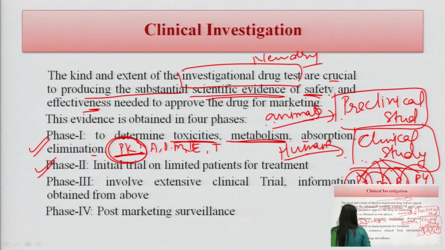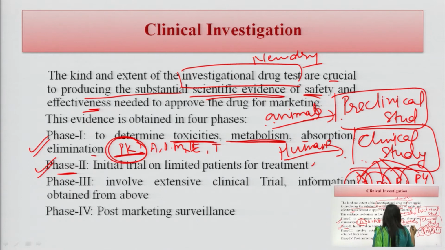In phase number 2, this phase is basically on patients. So, we are taking patients and giving the drug to the patients, trying to find out the effectiveness of the drug. This is called phase number 2. In phase number 3, we are increasing the number of patients and finding out the safety and efficacy.